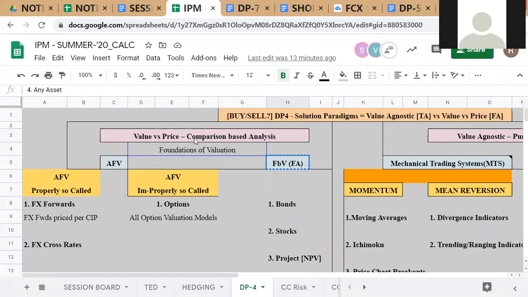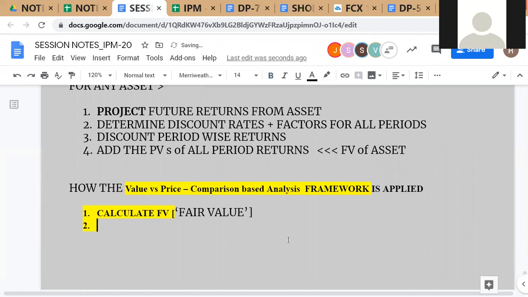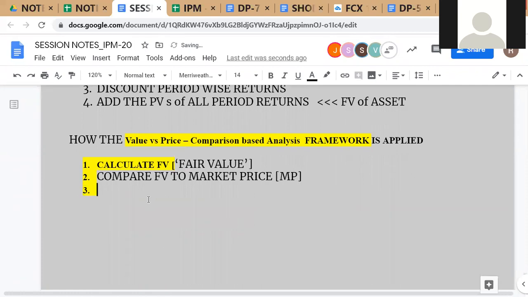Okay, so how do we apply this framework to solve this problem? Let's come to that. First step is calculate the fair value. Then, compare fair value to market price. And market price we can write like this. Then step three: is fair value higher or lower than market price? So this may seem a little basic, but I'm just writing everything down because these concepts are new for most of you, and so that when you're studying later, you have all the steps and nothing is left out.